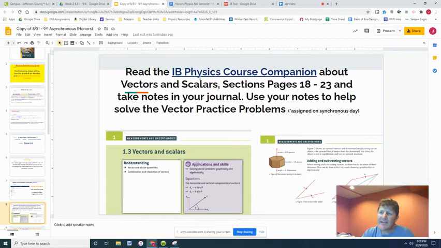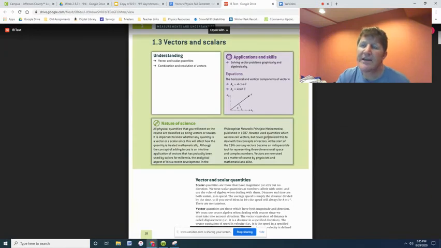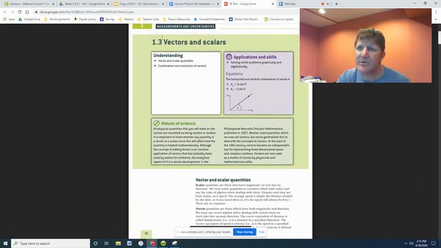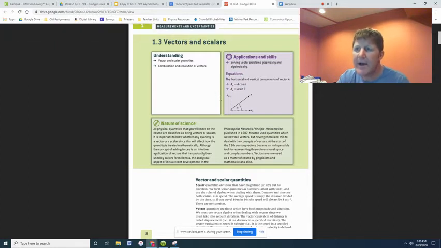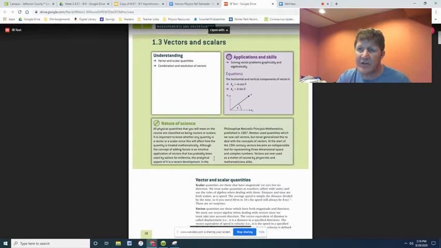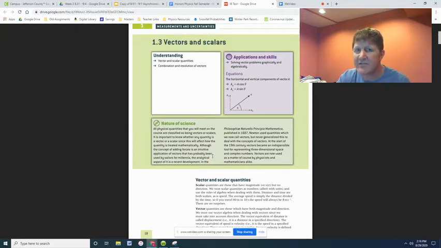Here is the link for the IB Physics Course Companion. This is a book that we're going to be using this year. Again, you're going to go to pages 18 to 23. When you click on this link, it will take you here. Scroll down to page 18 and you will see section 1.3, vectors and scalars. You really do need to take some notes on this information. It is going to be new and rather important as we look at forces throughout the next few weeks. Make sure you're taking good notes, because you are going to apply these notes to an assignment that you will be doing later on, as well as in the PhET simulation that you'll also be looking at.